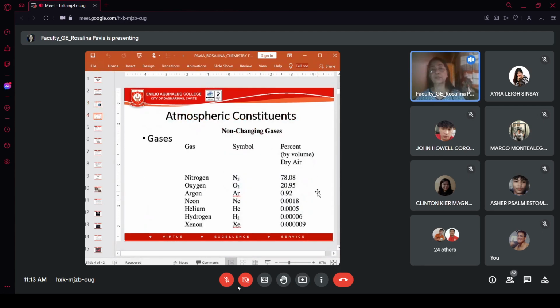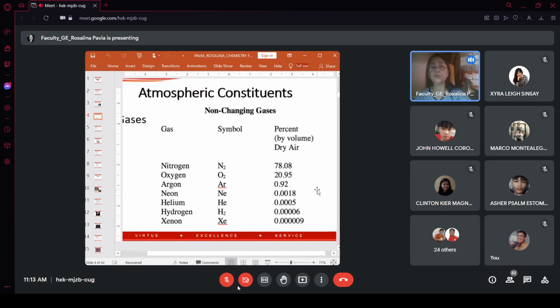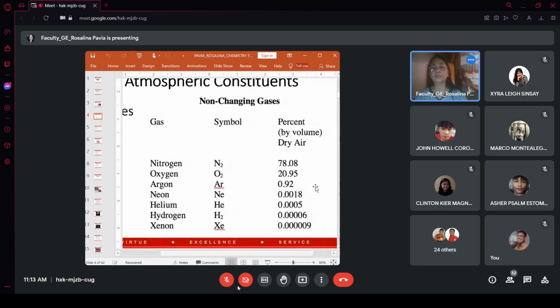So what are the atmospheric constituents? Ano meron sa atmosphere? So when we say that it is actually air, the composition of dry air are the following: nitrogen 78.08, oxygen 20.95, and minute amounts of other gases such as argon, neon, helium, hydrogen, and xenon. So for the most part, the highest percentage is nitrogen. Actually, in chemistry, we deal with nitrogen as 79% and oxygen as 21% to make it 100.